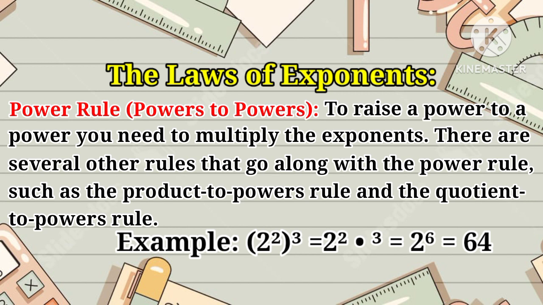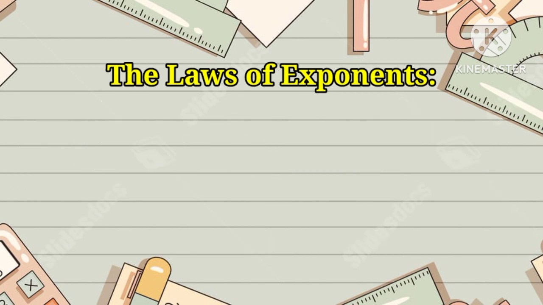For example, 2 raised to 2, in parentheses, raised to the power of 3 is equal to 2 raised to 2 times 3, and 2 to the power of 2 times 3 is equal to 2 raised to 6, and 2 raised to 6 is equal to 64.